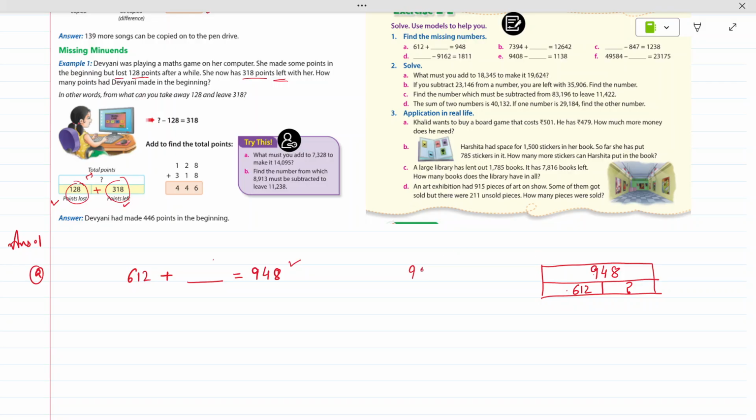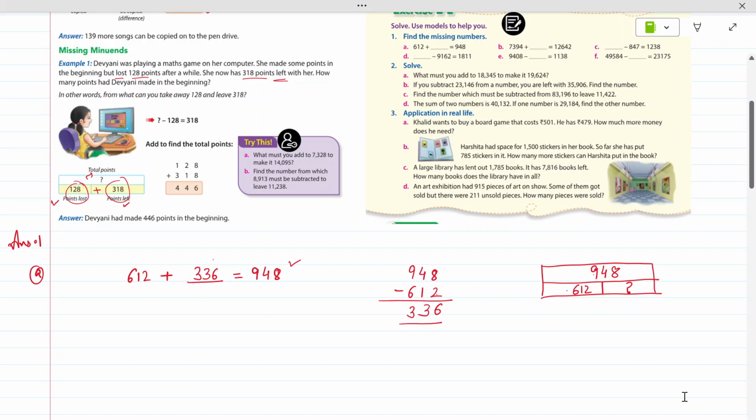So let us do 948 minus 612. 8 minus 2 will give us 6. 4 minus 1 is 3. 9 minus 6 is again 3. So the answer here is 336. Okay, I hope this is clear.